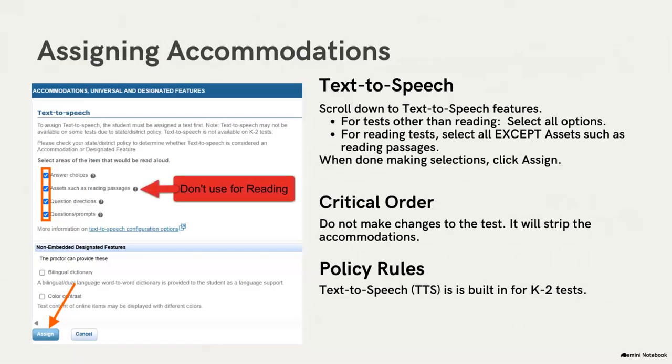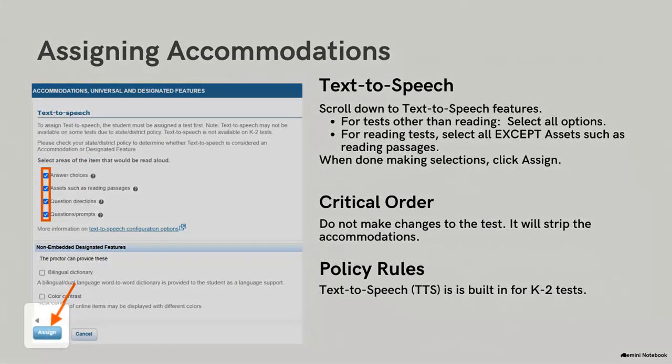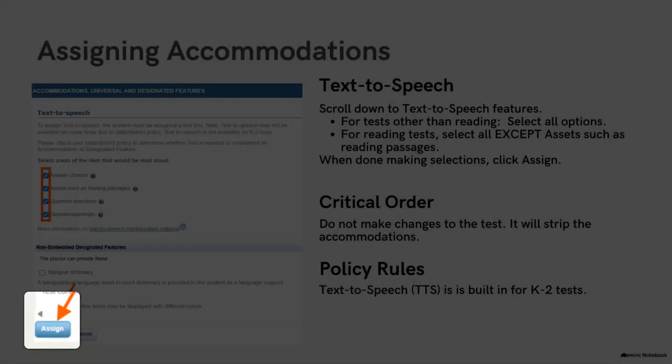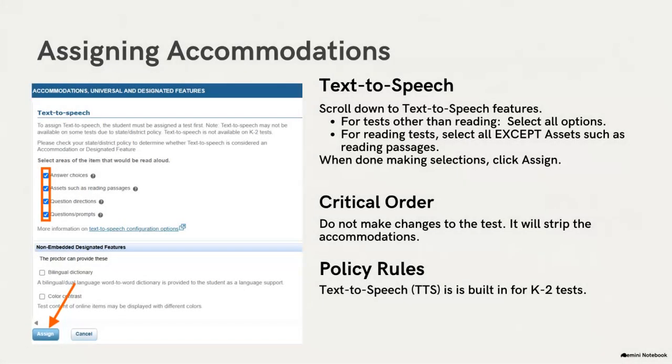For reading tests, students cannot have access to text-to-speech on reading passages. All others are permissible. For math or science tests, they can have all options selected under items that can be read aloud. Once you are done, click on Assign. If a student had accommodations but no longer needs them, uncheck what they had and then click on Assign.